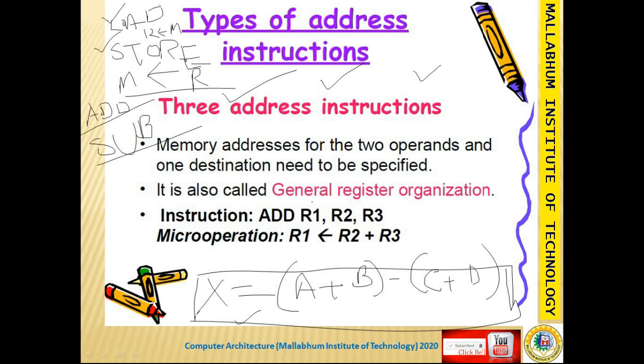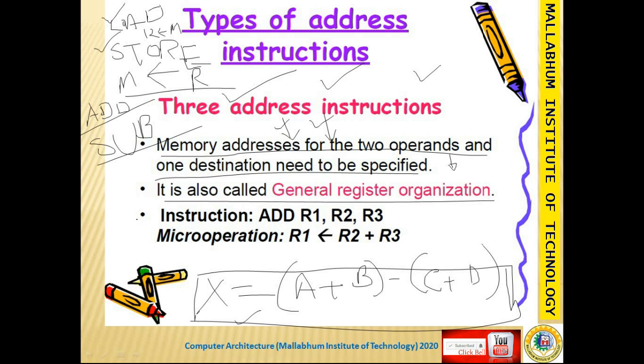Now the 3 address instruction. 3 address instruction means the memory addresses for the 2 operands and 1 destination need to be specified. We have to define the 2 memory addresses of the operands and 1 destination. That means we perform the addition upon the 2 operands, which have to be specified in 2 address fields, and where we want to store the data has also to be specified in the 3 address instruction. It is also called the general register organization.